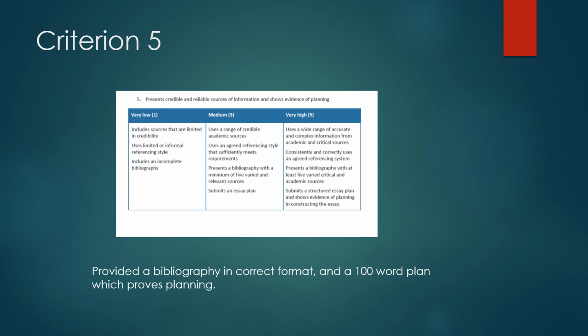Criterion 5 refers to having a wide range of accurate and complex information from academic and critical sources, presents a bibliography with at least 5 academic sources, and submits a structured essay plan. So Criterion 5 refers to the bibliography and the plan that you hand in after the exam. Okay, and you get 5 marks for each criterion. So you can see Criteria 4 and 5 are mainly about how you write the essay, while Criteria 1 to 3 are about the content of the essay.